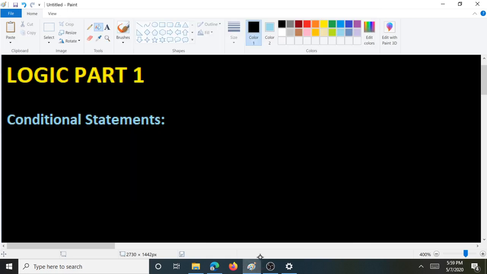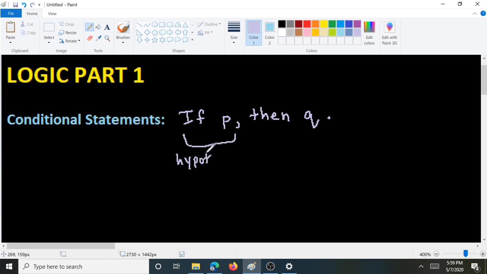In this geometry video, we'll be learning about logic. So what is a conditional statement? A conditional statement is a statement that can be written in the form if P, then Q. So the first part of the statement is known as the hypothesis. And the second part of the statement is known as the conclusion, because you're drawing an answer from your hypothesis.